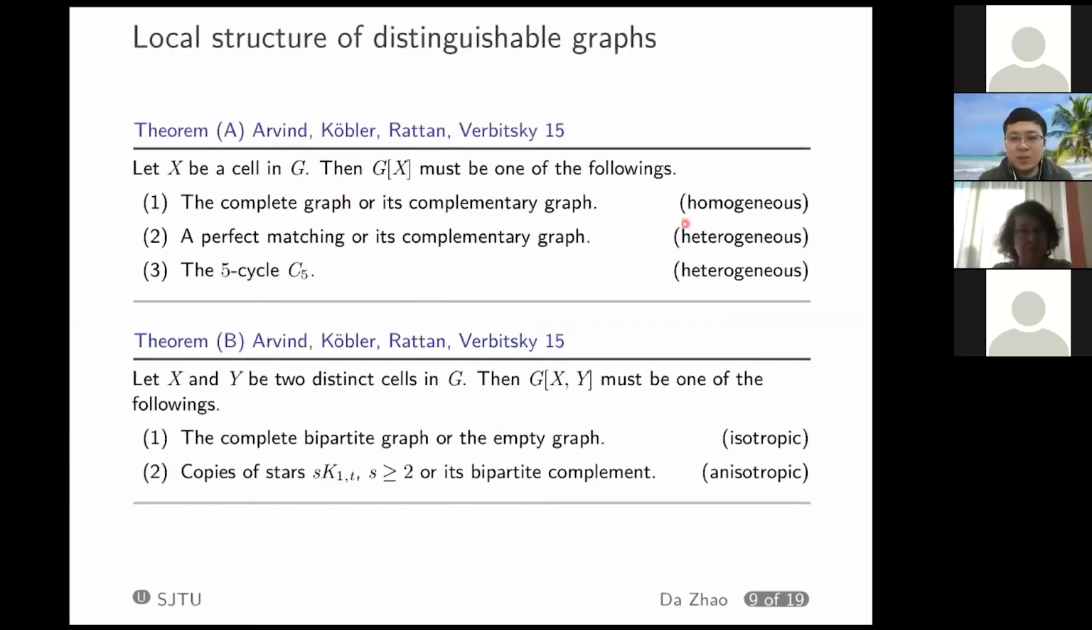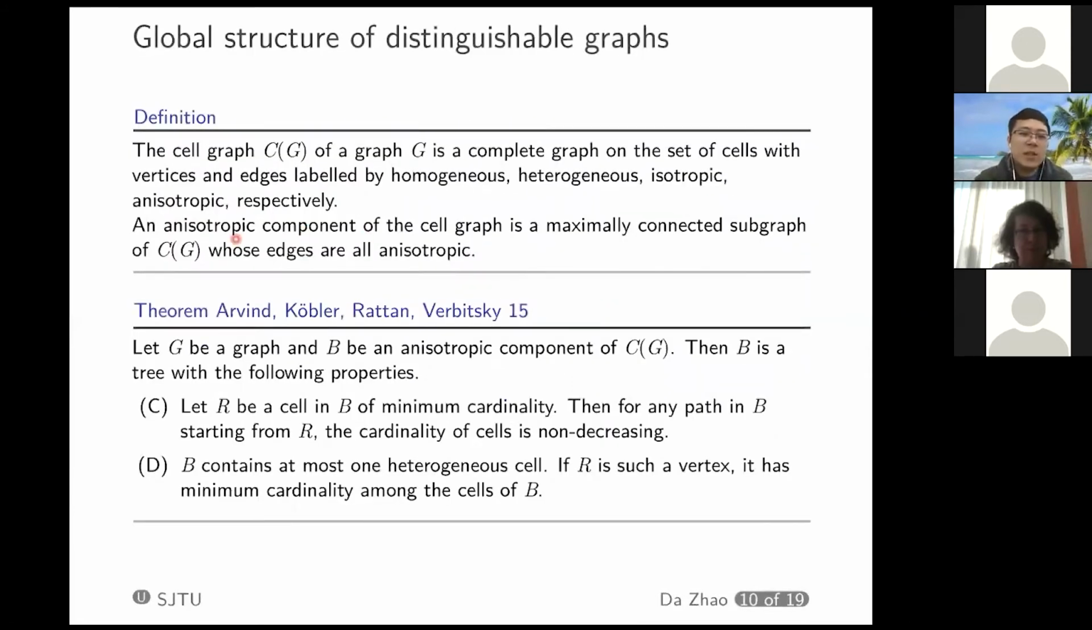In this slide, you can see the types. Then an anisotropic component is a maximally connected subgraph of the cell graph, whose edges are all isotropic. And the characterization of the global structure is as follows. This is one way to characterize that. If you consider a component of an isotropic component, then this component must look like this.